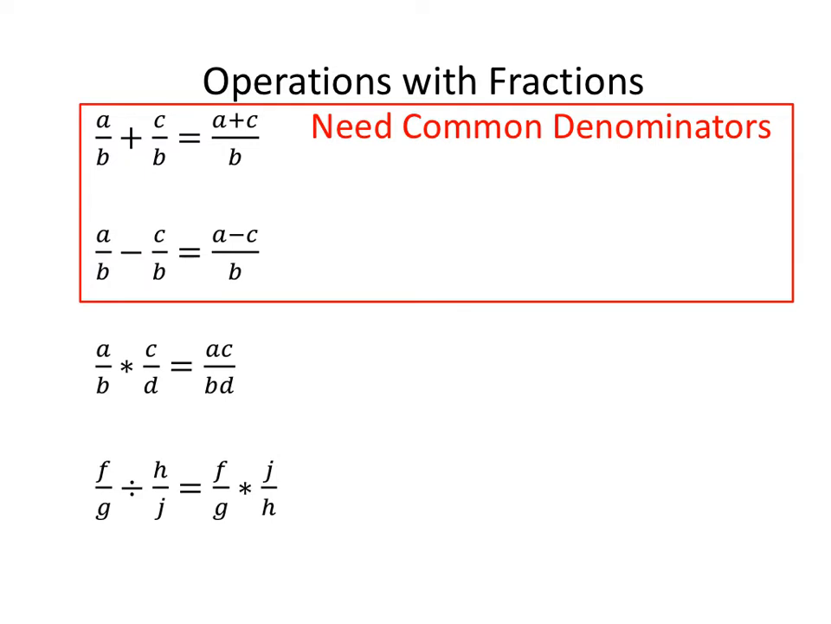When we're looking at multiplication and division, we do not need common denominators. Just keep in mind, though, that multiplication of fractions, just simply multiply the two numerators together, like A and C, and then multiply the two denominators together, like in this case, B and D, and then you would have a fraction. Now, you'd look to simplify that if you could, which I guess we'll see if we can go over here in a second.